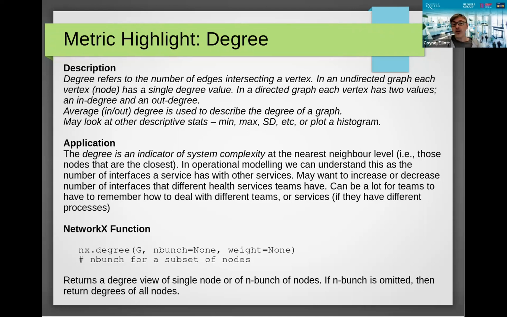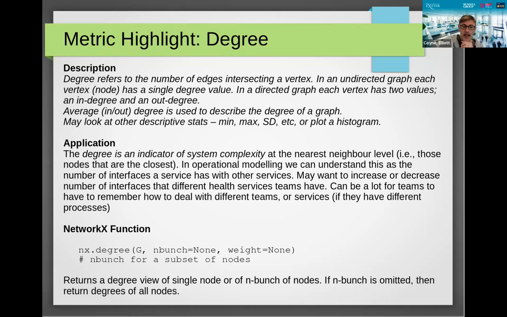And if we wanted to implement this, and all of these slides will show you how to use the NetworkX library for Python, we would just use nx.degree, where we've imported NetworkX as nx. The G is the graph object. And if we wanted to get it to focus in on particular bunches, as it's called, or particular areas, you can pass in a list and just specify within that list which nodes you want it to look at.